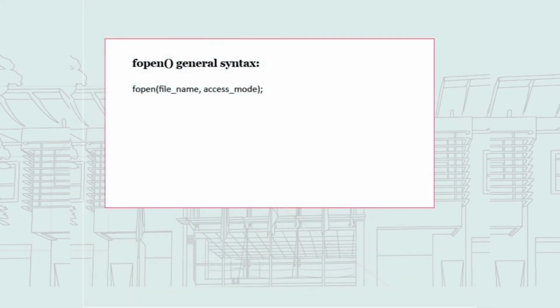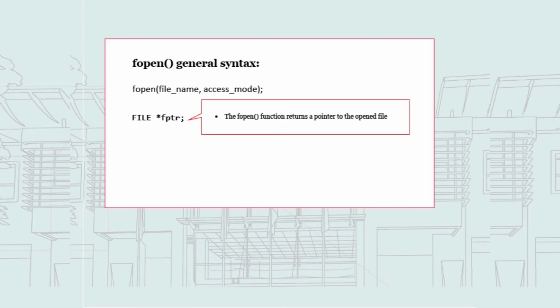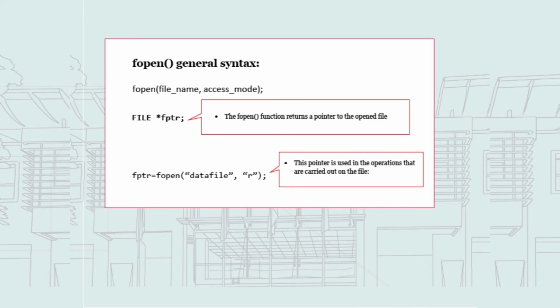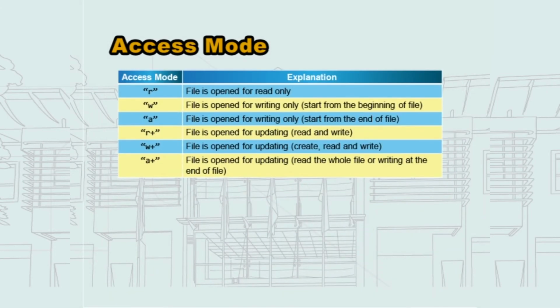Okay, now we begin with the first C syntax in file manipulation called fopen. Before any file operation can be carried out, we must open the file using this syntax, where the fopen function returns a pointer to the open file, and this pointer is used in the operations that are carried out on the file. For the access mode, take a look at the following table and their respective explanation.